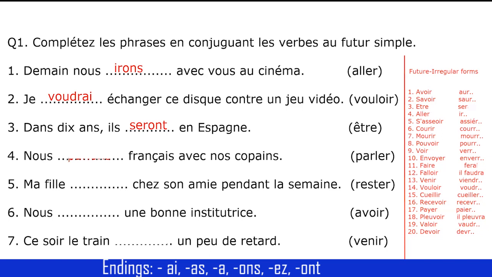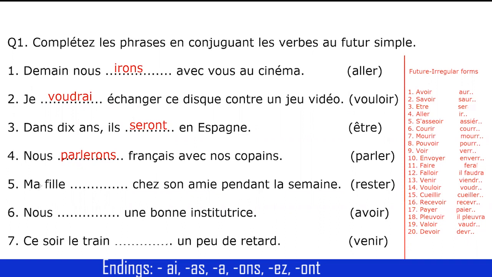The fourth sentence is: Nous dash français avec nos copains. Parler doesn't fall here. It is not an irregular verb. It's a regular verb. So we'll write our stem till the last R and then we'll simply put the endings. Nous parlerons français avec nos copains. We will speak French with our friends.